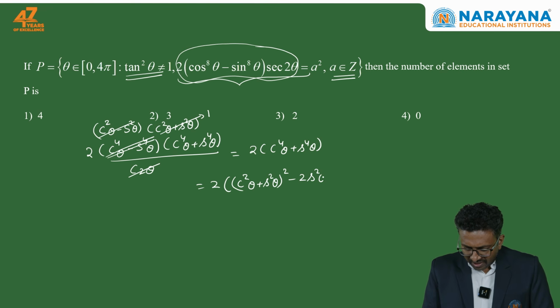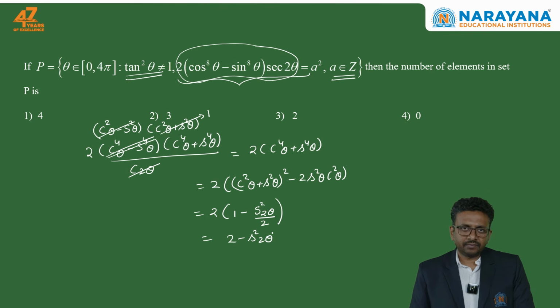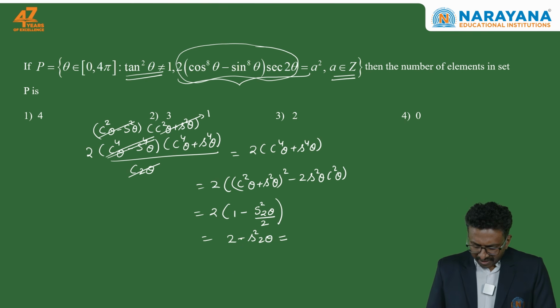minus 2 sin square theta cos square theta, which is equal to 2 times (1 minus 2 sin square theta cos square theta). Sin square theta cos square theta can be written as sin square 2 theta by 4. So simplifying, this is nothing but 2 minus sin square 2 theta. Now according to the question, this has to be a perfect square.